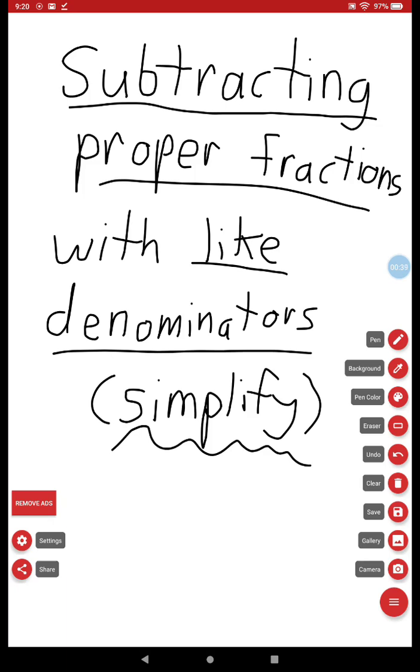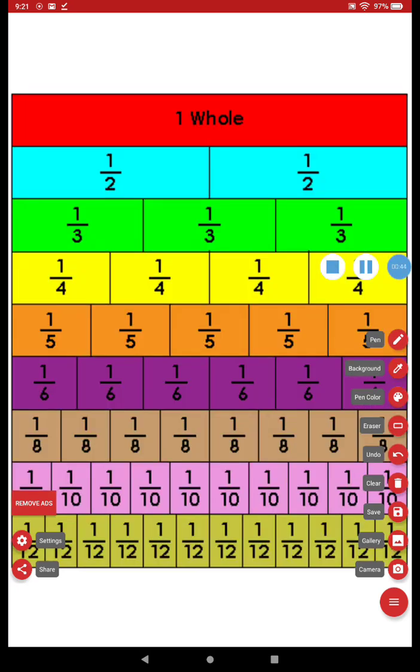Let's take a look at our rainbow fraction bar so we understand how this works. Okay, so we've got a rainbow fraction bar in front of us, and let's say we're going to take a look at 6/8. Now go down to your eighths bar and circle 6 of them. There's the eighths. We got 1, 2, 3, 4, 5, 6. Now go up, circle them.